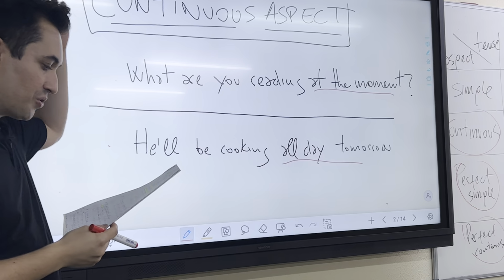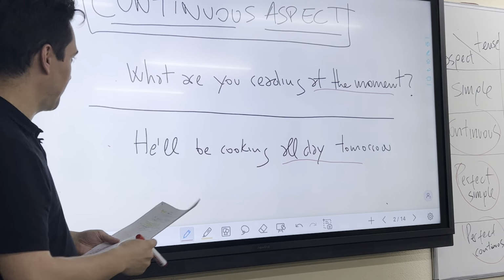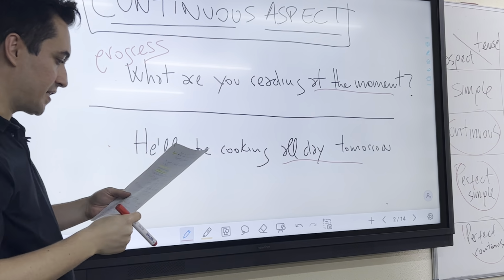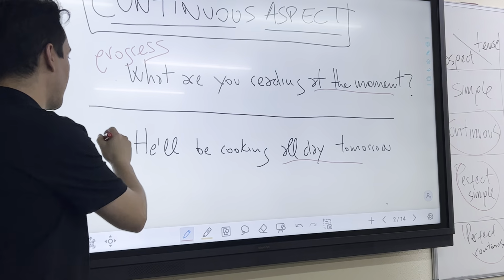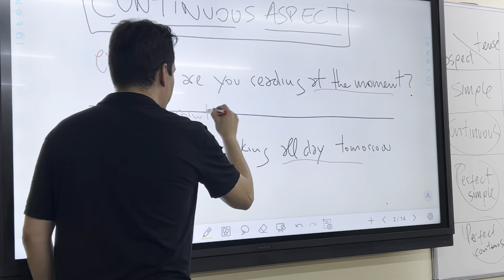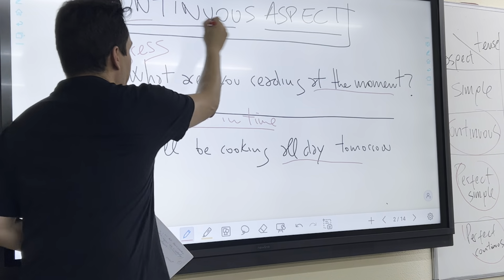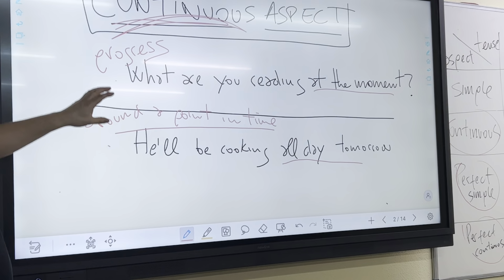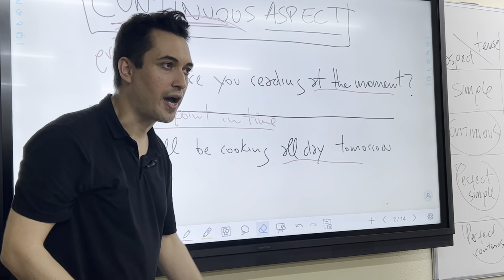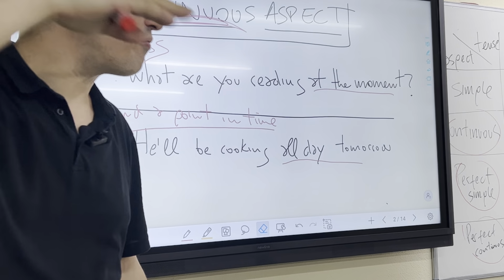So when do you use the continuous aspect? To express that an action is in progress, or around a point in time. This is very easy, yeah? One of the uses of the continuous aspect is to express that an action is in progress or around a point in time. This is very easy, we know, but we're going to go through everything.